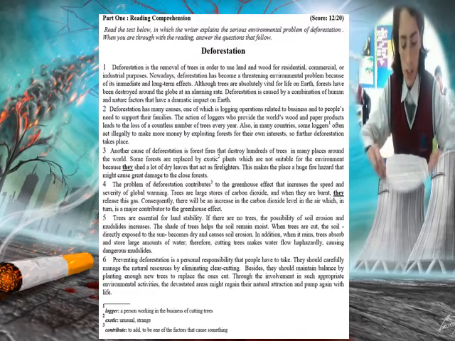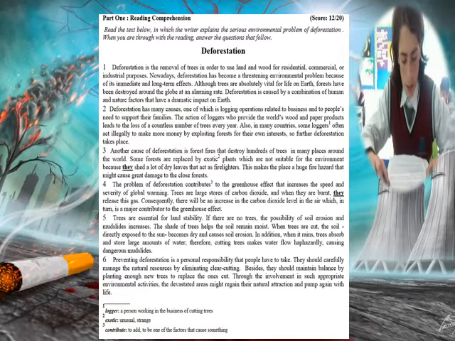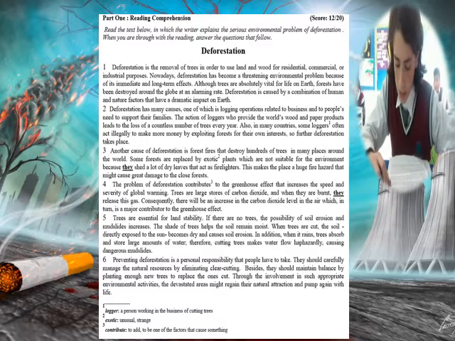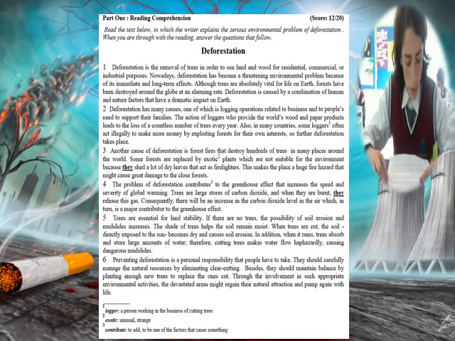Another cause of deforestation is forest fires that destroy hundreds of trees in many places around the world. Some forests are replaced by exotic plants which are not suitable for the environment because they shed a lot of dry leaves that act as firelighters. This makes the place a huge fire hazard that might cause great damage to the close forests.